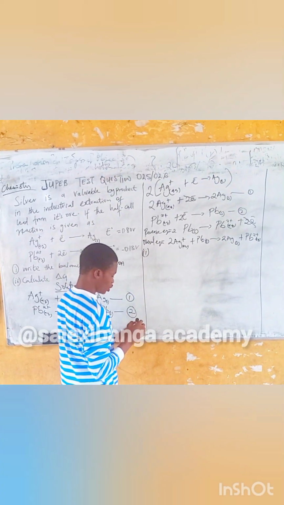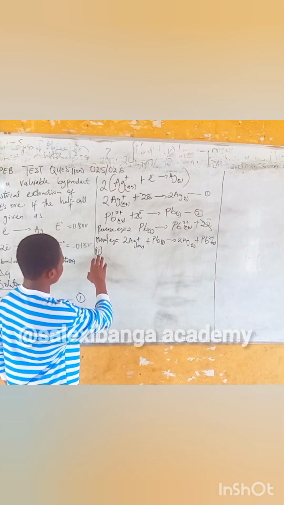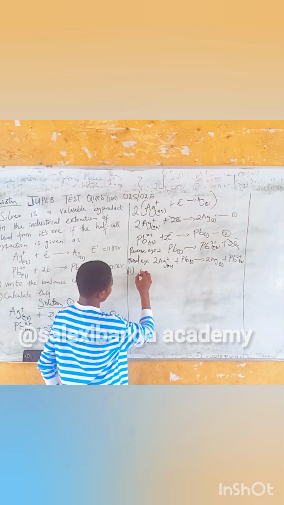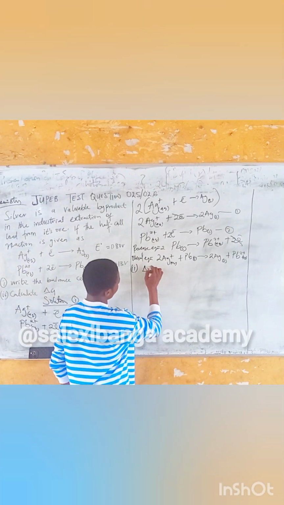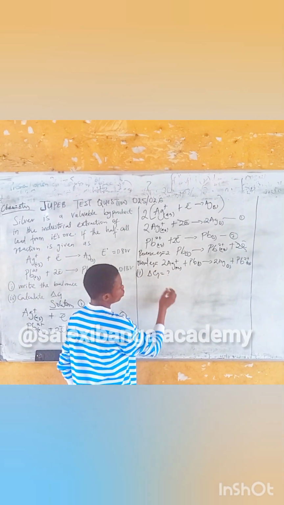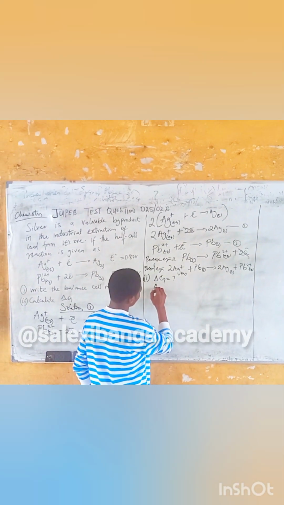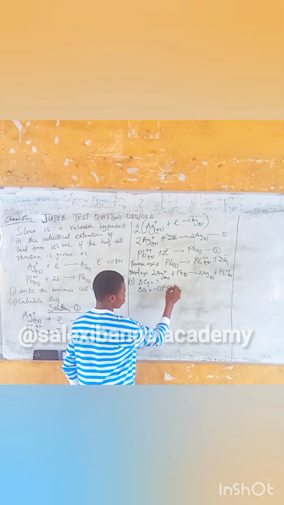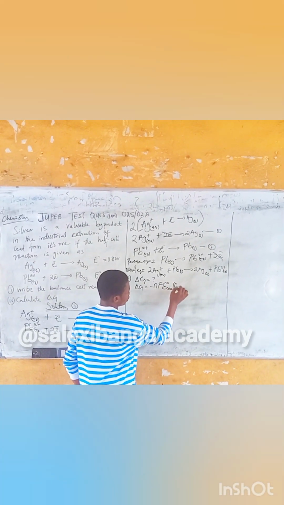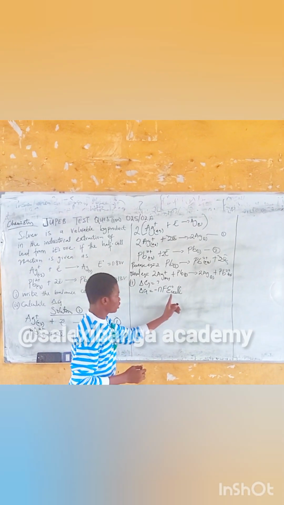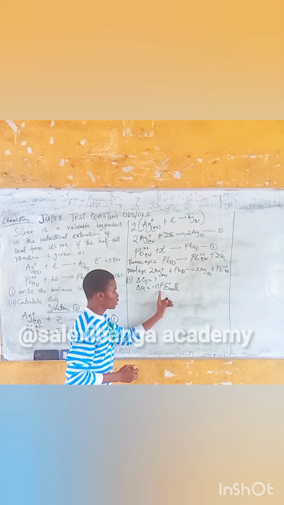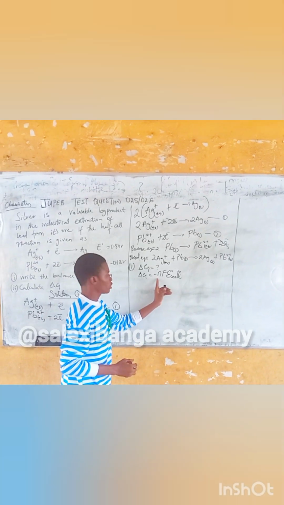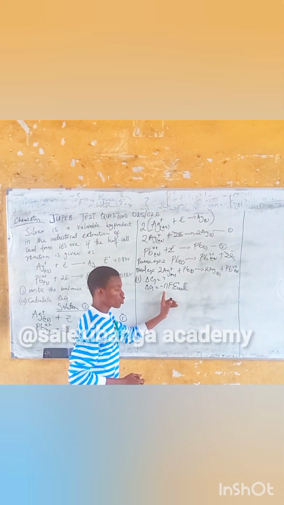Question 2, part II. So we should find the change in G. We know that change in G equals minus nFE cell, where E cell means cell potential, F is my Faraday constant, and n is the number of electrons lost or gained.